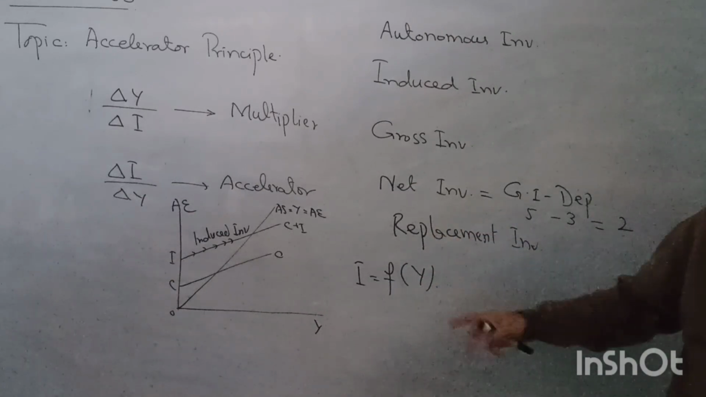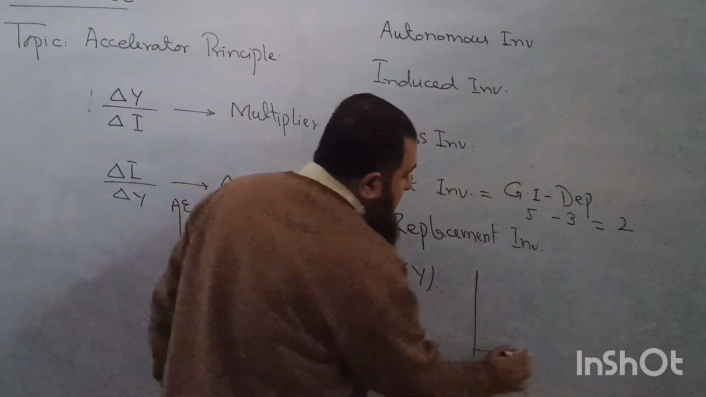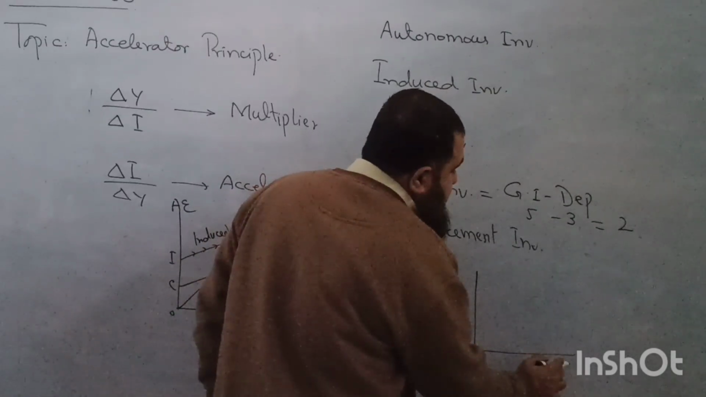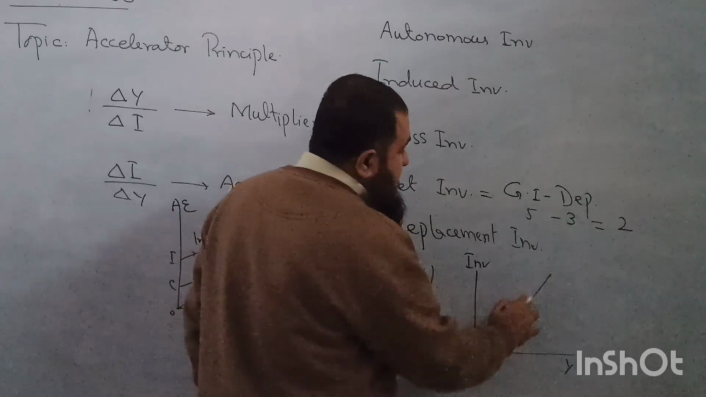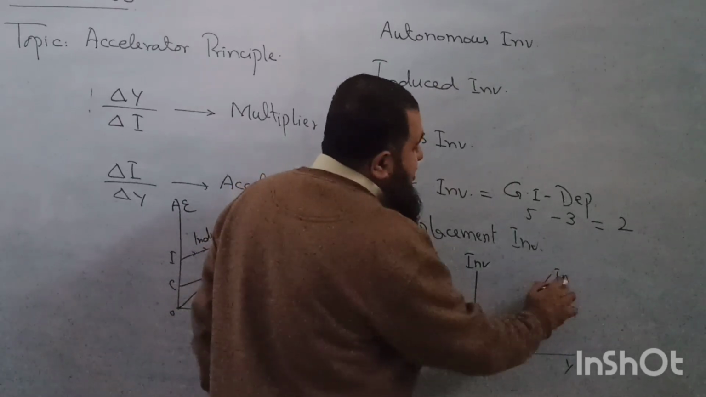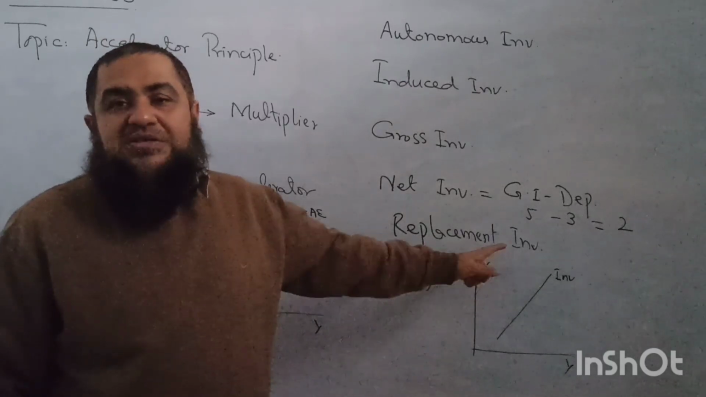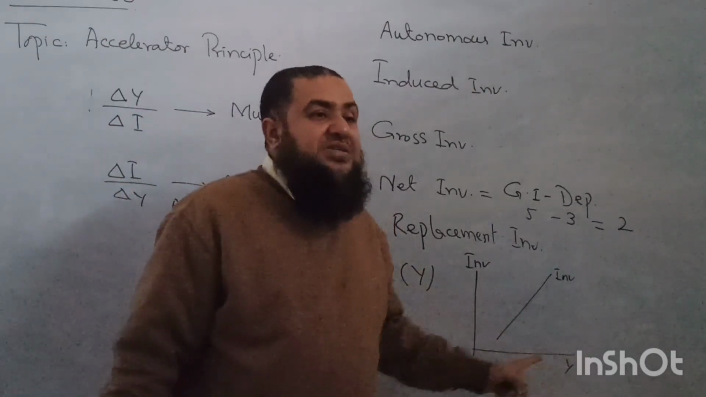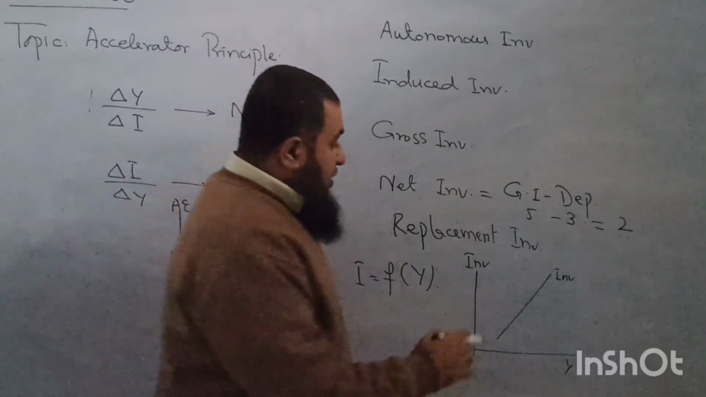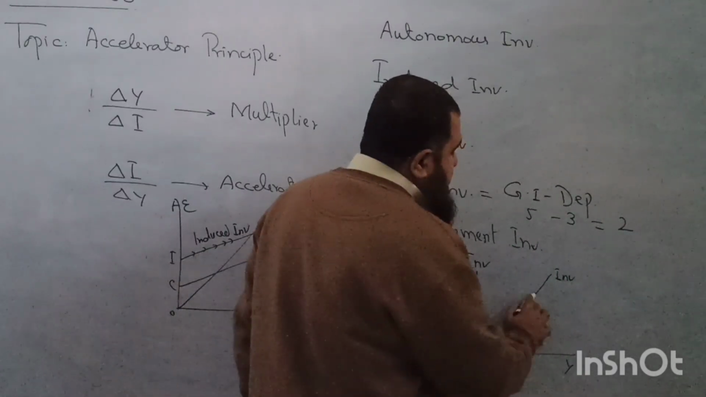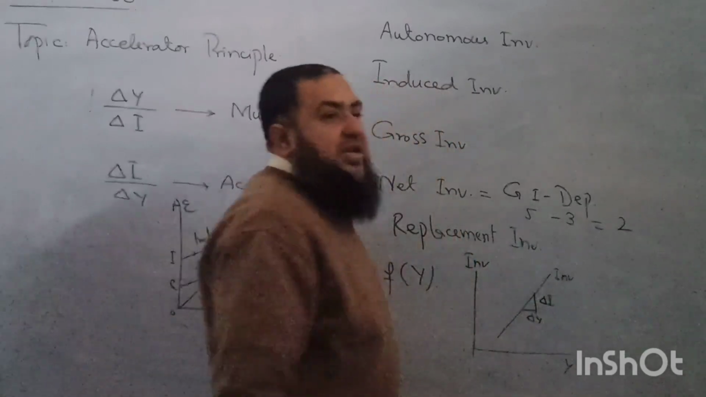Induced investment. Now, can I draw the induced investment diagram over here? This is the level of national income. This is investment. So this curve is positively sloped. When income is increasing, the investment level is also increasing. So can we say this is the change in investment due to change in income?